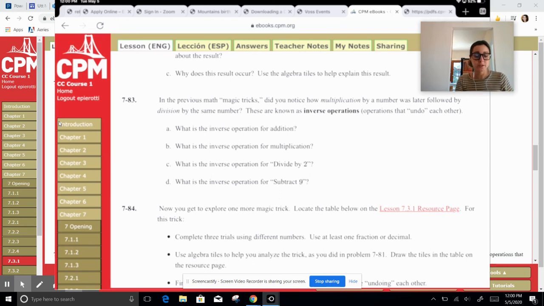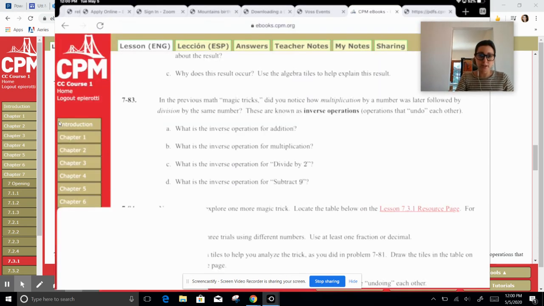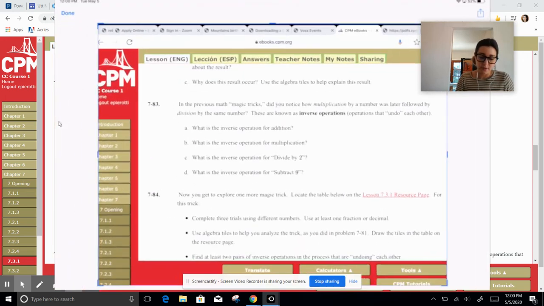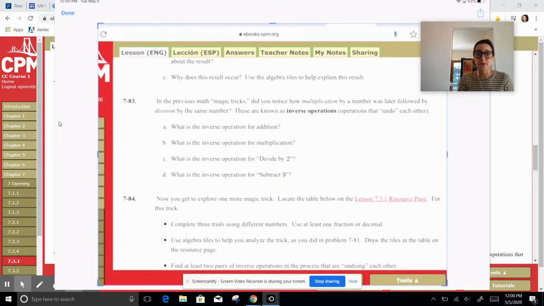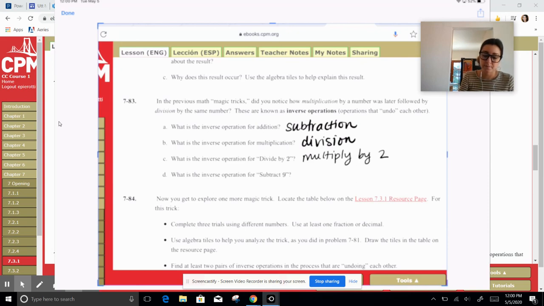So what is the inverse operation for addition? Let me fill this out with you. So the inverse operation for addition would be subtraction. The inverse operation for multiplication would be division. The inverse operation for divide by 2 would be multiply by 2. And the inverse operation for subtract 9 would be add 9.